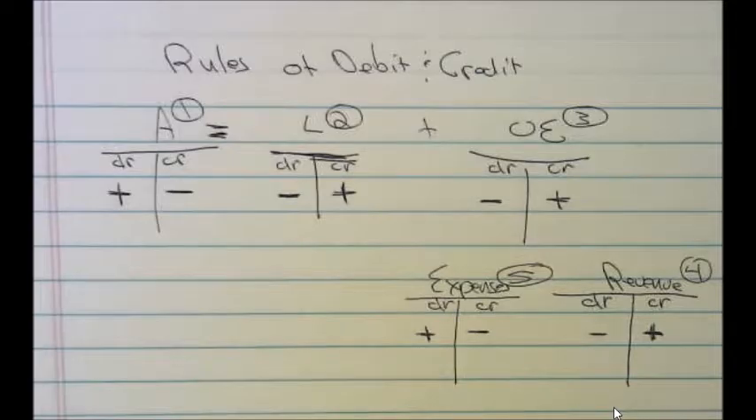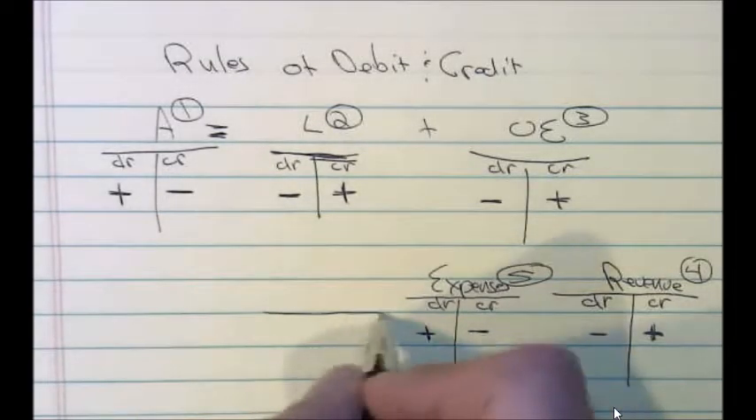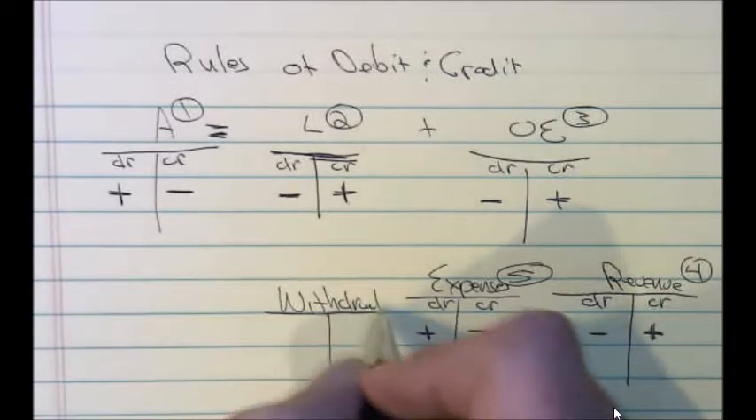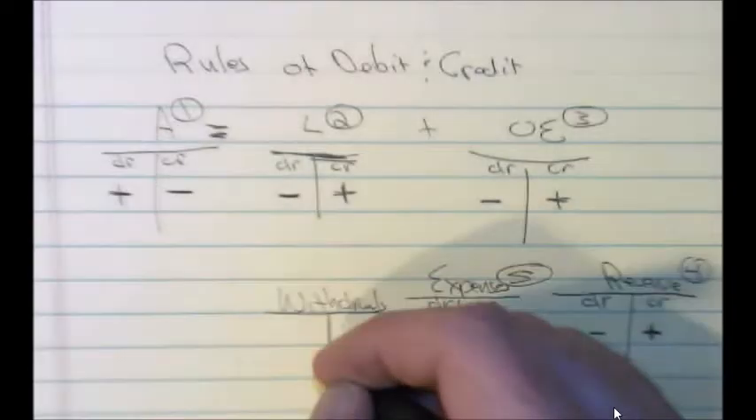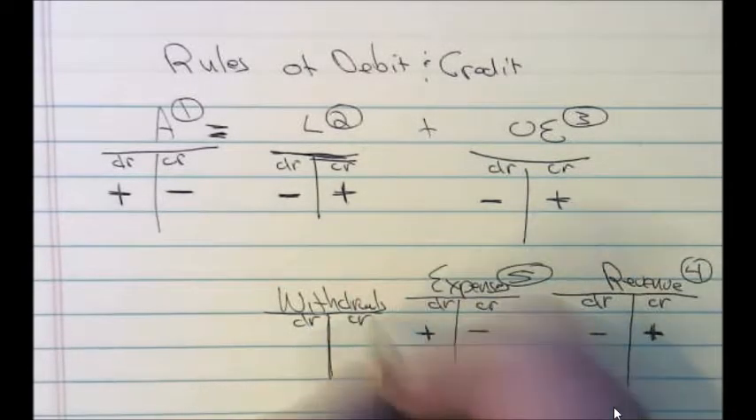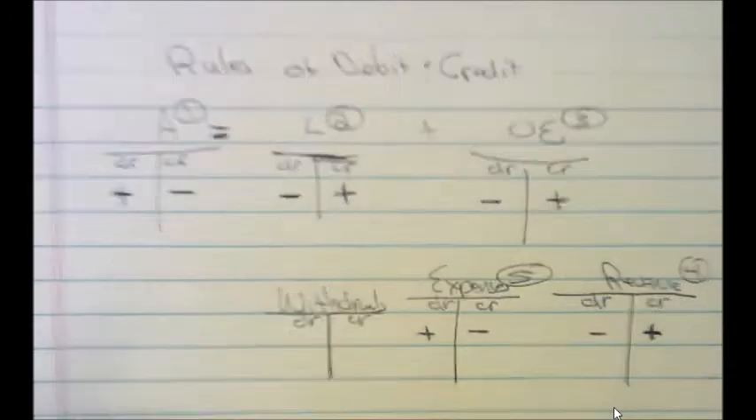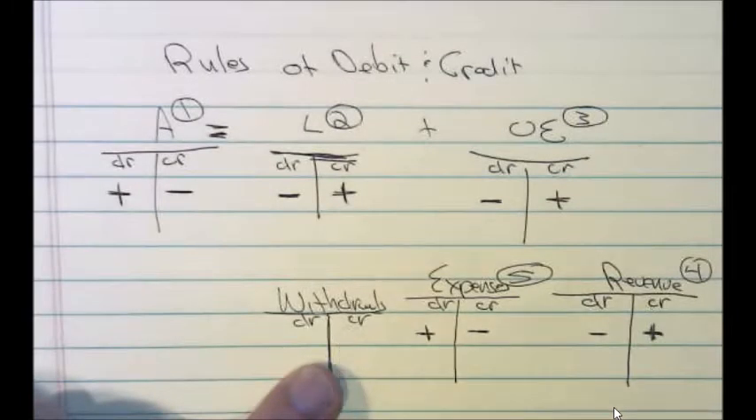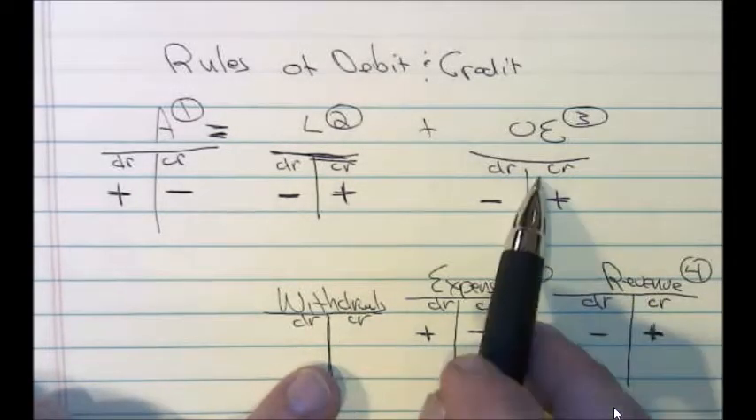Okay. Now, one more thing we have to deal with. We also have what? Withdrawals, right? Withdrawals. Debits on the left, credits on the right. Now, if I want to know what kind of an account it is, the answer is going to be it's an owner's equity account, right? But remember, withdrawals do what to owner's equity? They make it go down, right? Withdrawals make owner's equity go down.